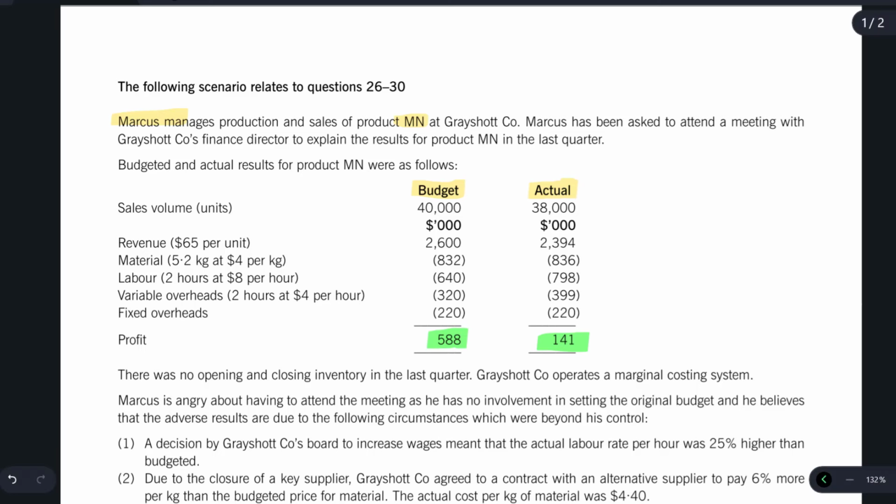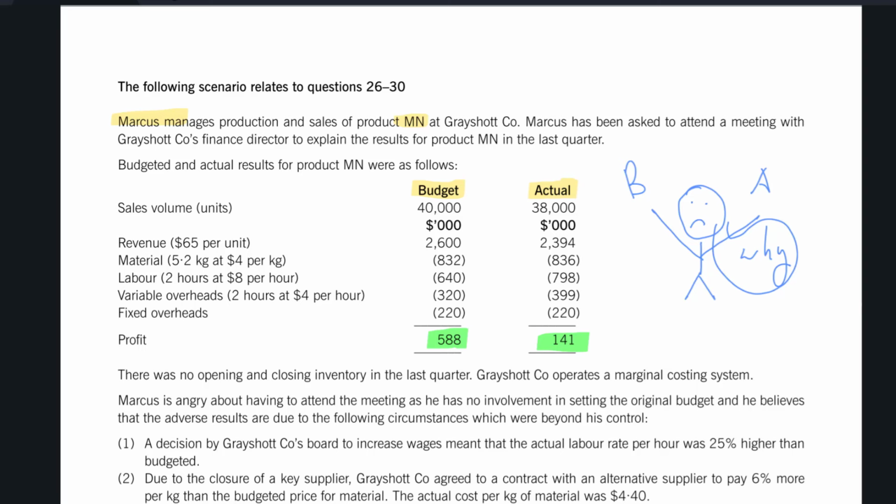Remember this, when we are performing variance analysis, this is a traditional tool of control. We're trying to understand what happened. We have a budget, we have actual results. We're asking the question, why are they different, so we can take corrective action?